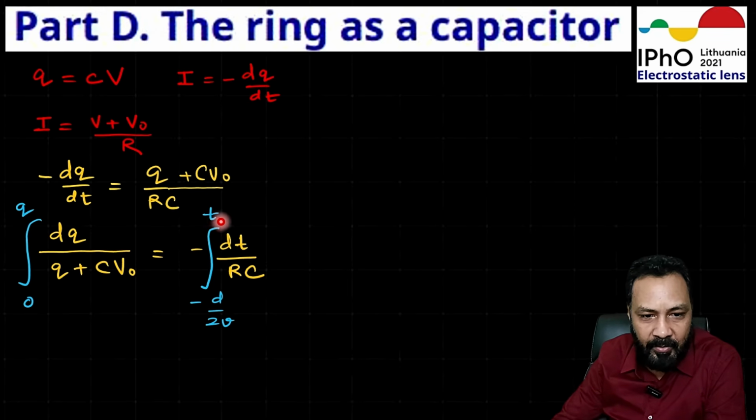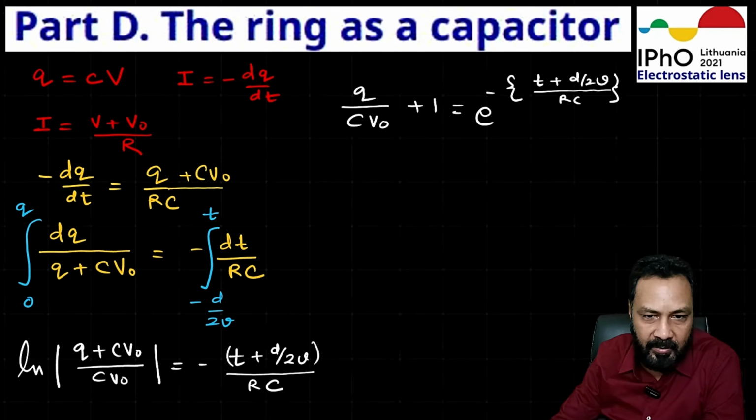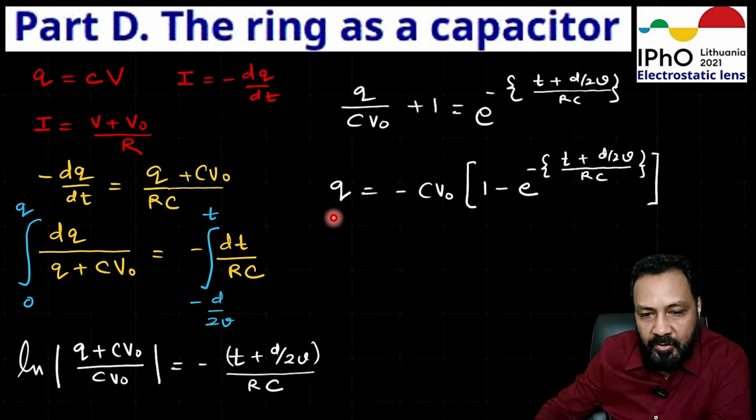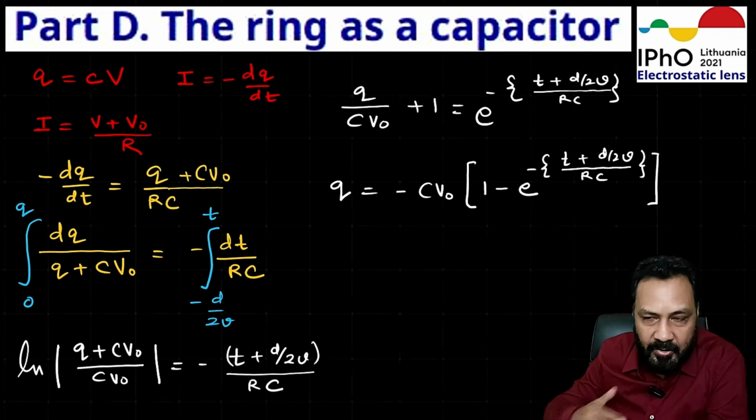Within the charging time, at time t, the charge has become Q. So we integrate it, and this integration will become ln of (Q plus CV naught) by CV naught, and all those things. I'm just directly writing that. So basically we'll get the charge during charging time is equal to minus CV naught times (1 minus e to the power...). That part is increasing. This minus sign means the charge sign is negative and the magnitude is increasing. Charging will go on till plus d by 2v. So the magnitude of charge is increasing, and this charge Q is maximum at t equal to d by 2v.